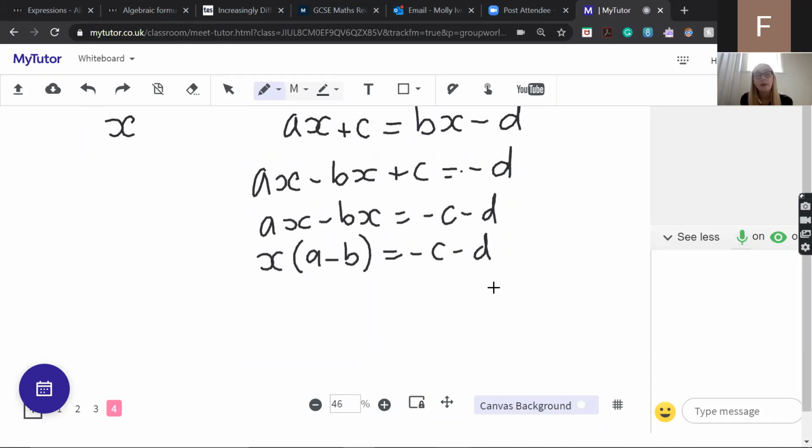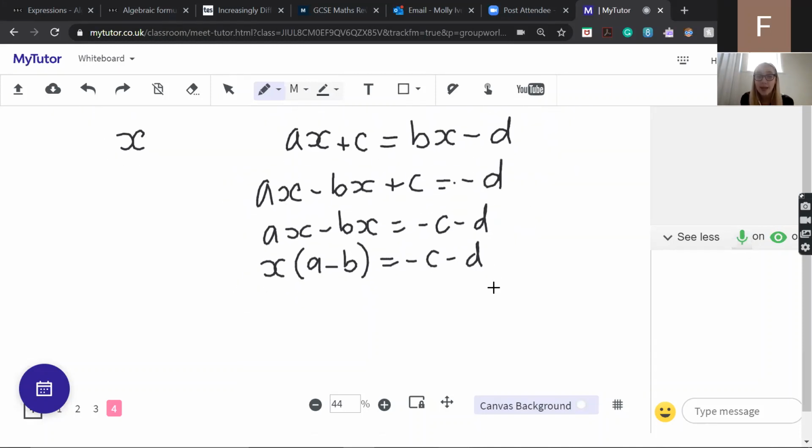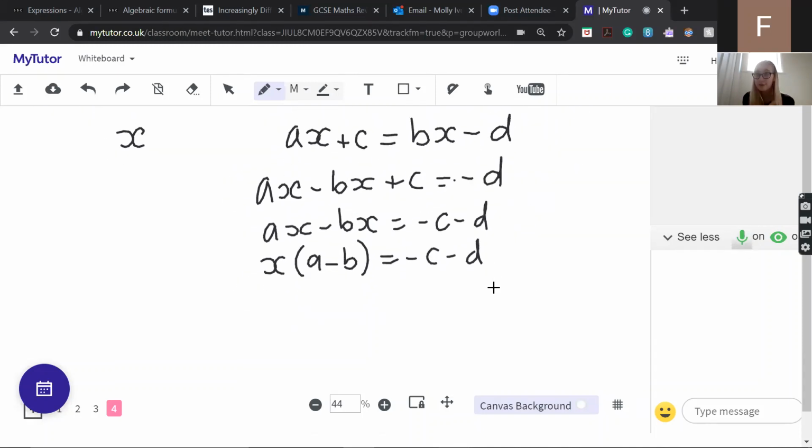And then we can just divide now by a minus b, because factorizing has enabled us to get x by itself. So we can say that x equals minus c minus d over a minus b.